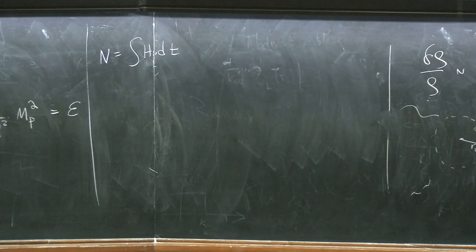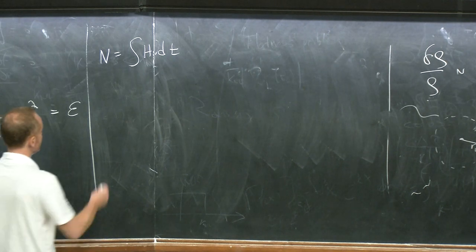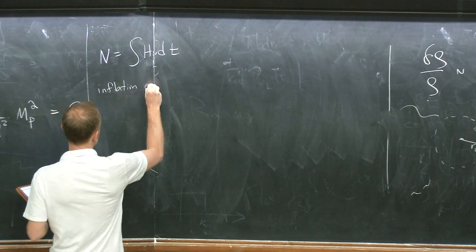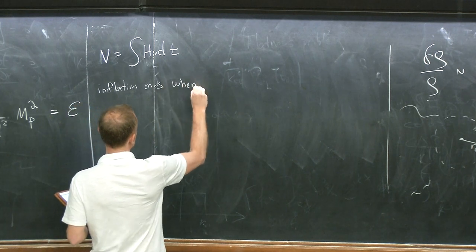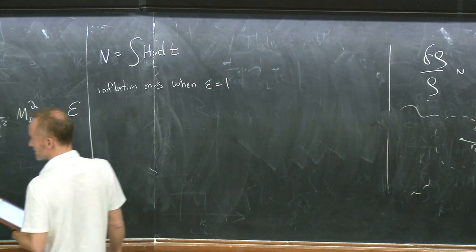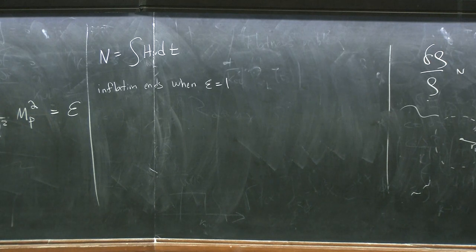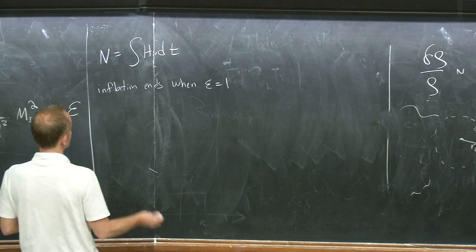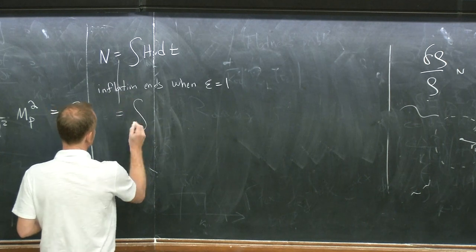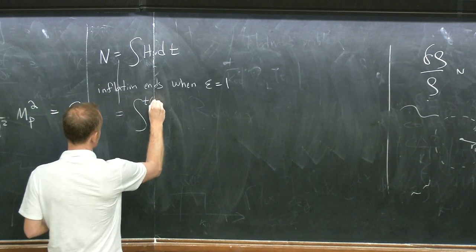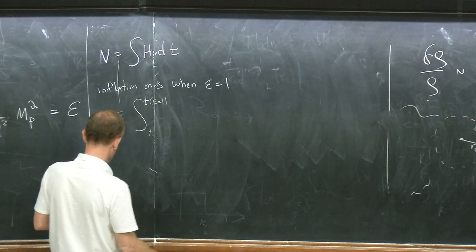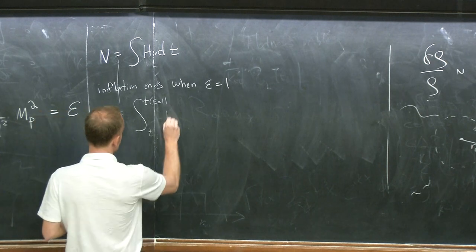And now what do we mean by t end? Well, inflation will end when epsilon is no longer small. So let's say it ends when epsilon is equal to 1. Okay, so that's a bit arbitrary, that definition, but it won't matter much if we choose it to be 1 or 1 half. It won't make much difference. Okay, so then N is the integral up to the time when epsilon is equal to 1, starting from some t initial, of H dt.